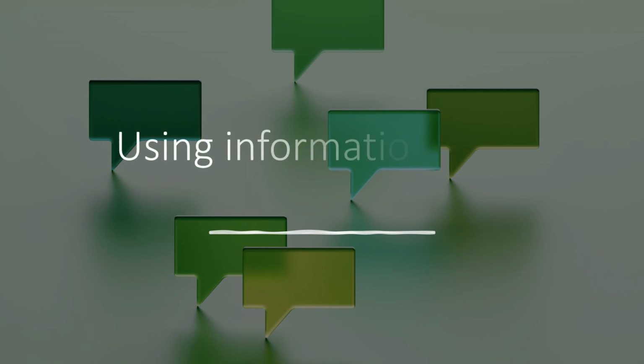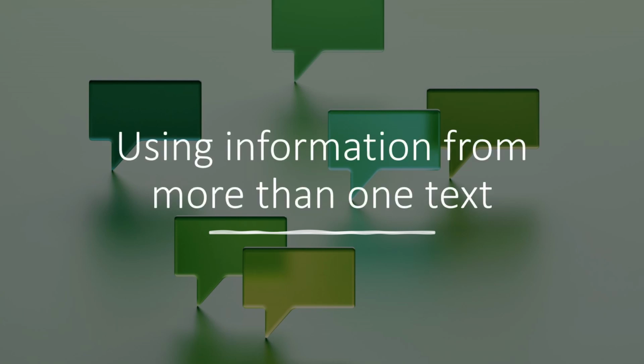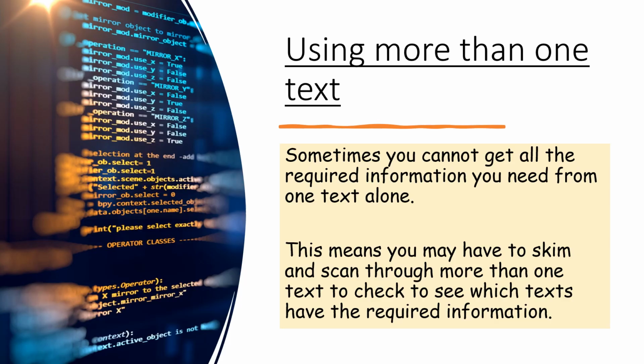Hi guys, this video is all about how to use information from more than one text, and this is preparing for the Level 2 Functional Skills reading exams. It can be quite daunting for students to be dealing with more than one text, but it's not as bad as it seems. It's just that sometimes you can't get all the information from one text.